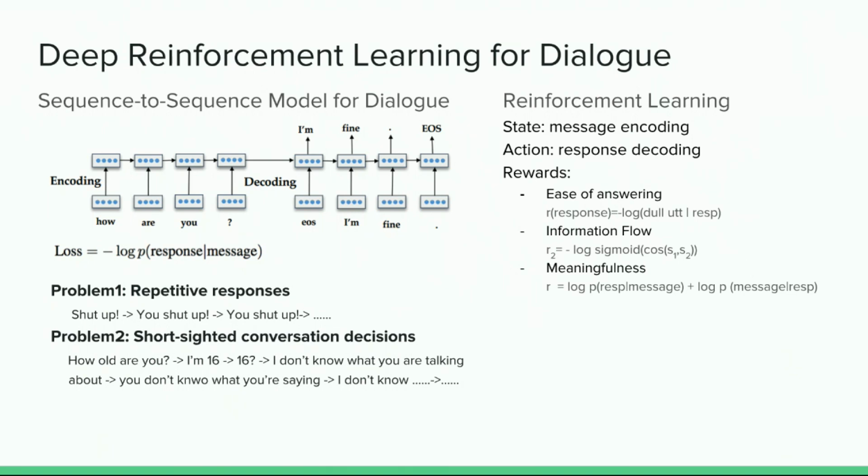And problem two is that the chat agents could be short-sighted. So they don't make decisions in the long term, and they just focus on the current state. For example, "How old are you?" "I'm 16." "16? I don't know what you are talking about." And the response could be "you don't know what you are saying," and "I don't know what you are talking about." So the chat could be stuck here.